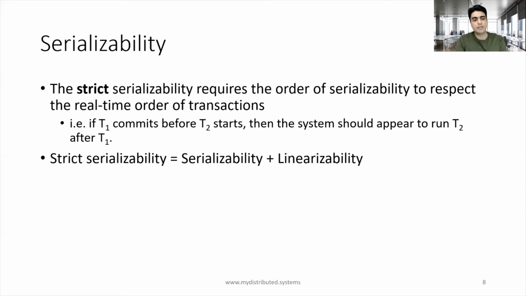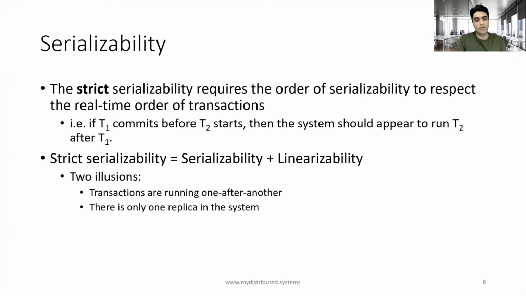So in that sense, strict serializability for a replicated system is a combination of serializability and linearizability. Because it's a combination of these two, it provides two illusions. One illusion is that transactions are running one after another, due to serializability, and the second illusion is that there is only one replica in the system, because of linearizability.